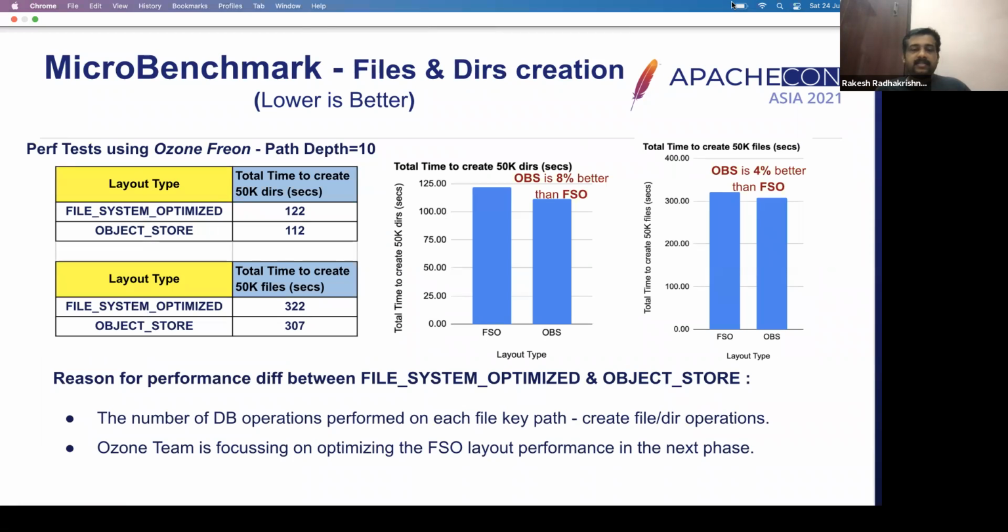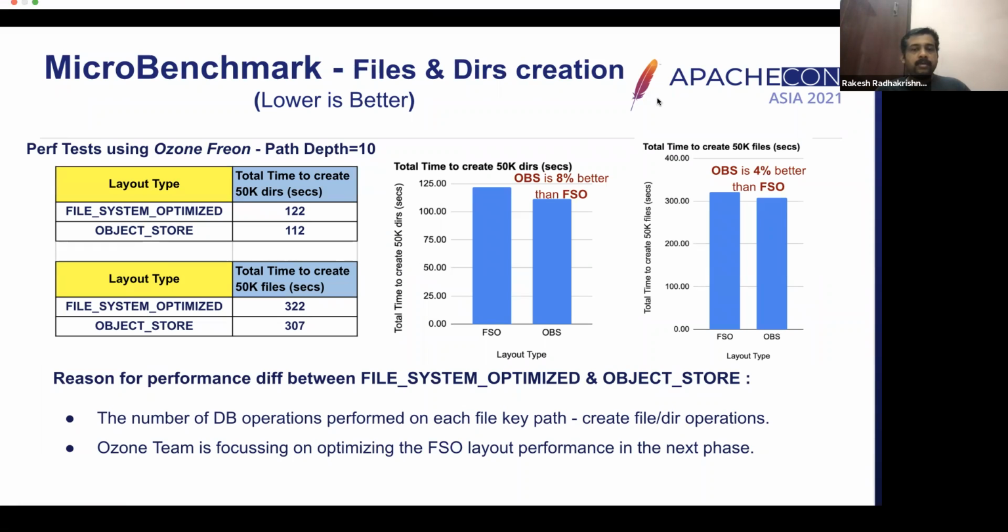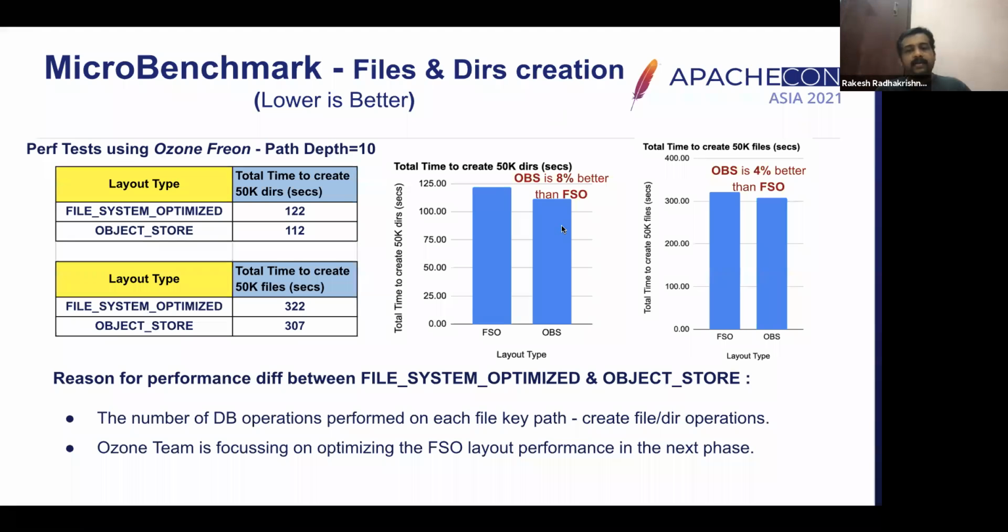Obviously, there are some improvement areas we have to work on, like file creation and directory creation. So we compared Ozone with OBS and FSO layout. What we could see is that OBS is performing better than FSO layout, but there is only a minor performance gain. It's not like a massive performance gain or degradation relative to the file system optimized layout.